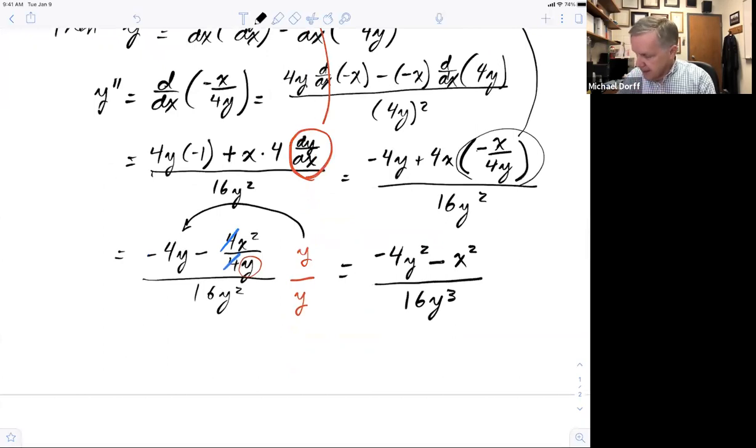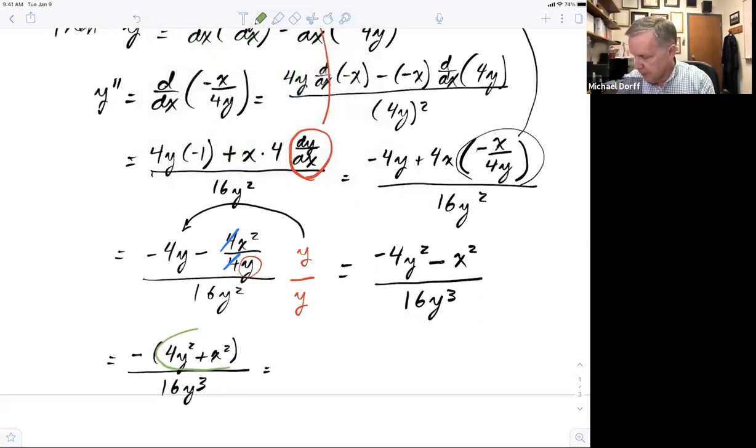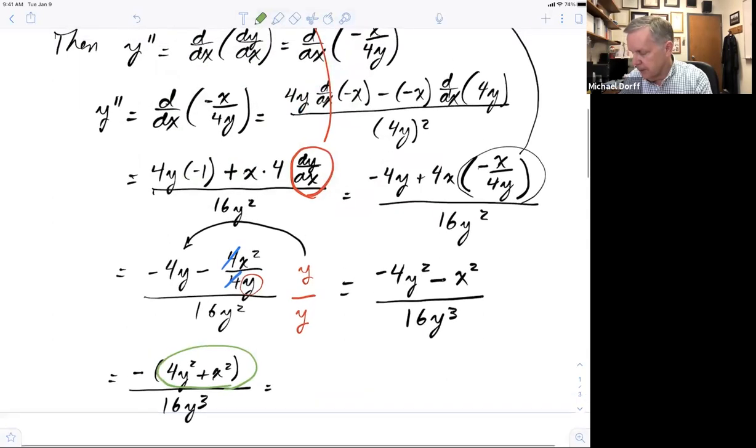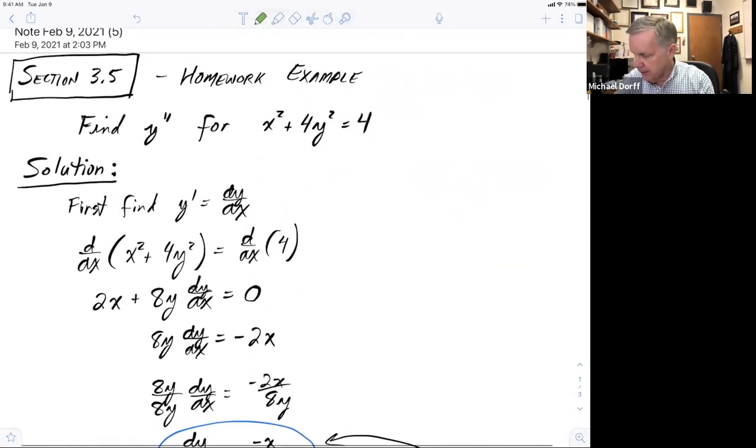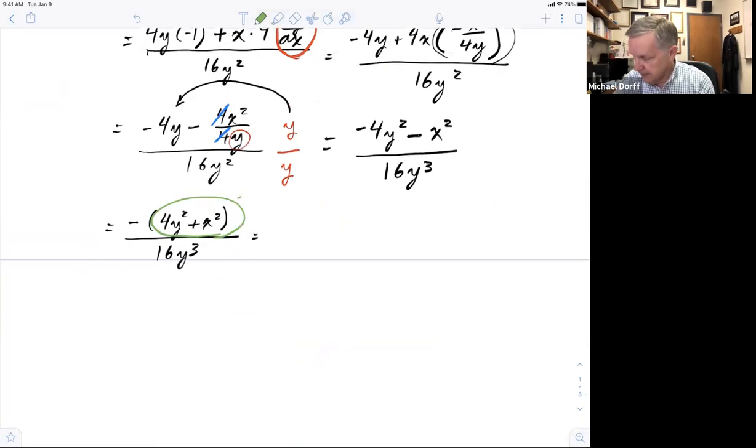Okay. I'm going to rewrite that one more way. I'm going to factor out a negative sign. And so then I have 4y squared plus x squared with a negative factored out in front and the 16y cubed in the denominator. And then I go back and I say, well, wait a minute. That looks familiar, this 4y squared plus x squared. When I go back all the way to the beginning, I see that 4y squared plus x squared equals 4. So this equals 4.